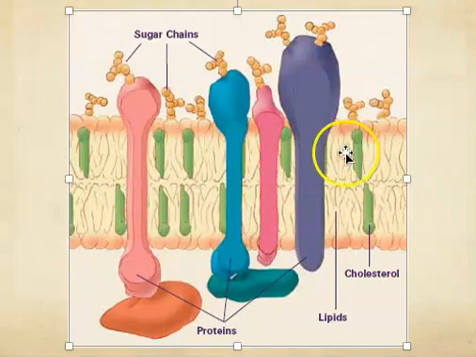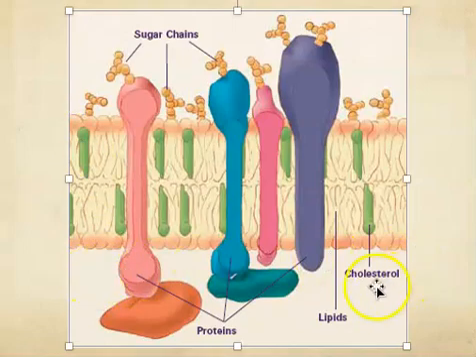Now, think about the structure of this outer monolayer compared to the structure of this inner monolayer. And you can see that they're different. You don't see carbohydrate chains in the inner monolayer. They're limited to the outside. And that makes sense because carbohydrate chains tend to be involved in cell identity and cell-to-cell signaling. So it's the outside layer of the membrane that needs these carbohydrates on it, not the inside.